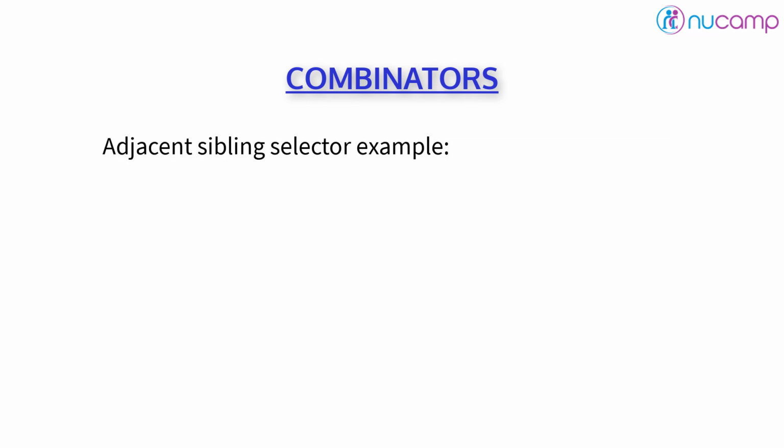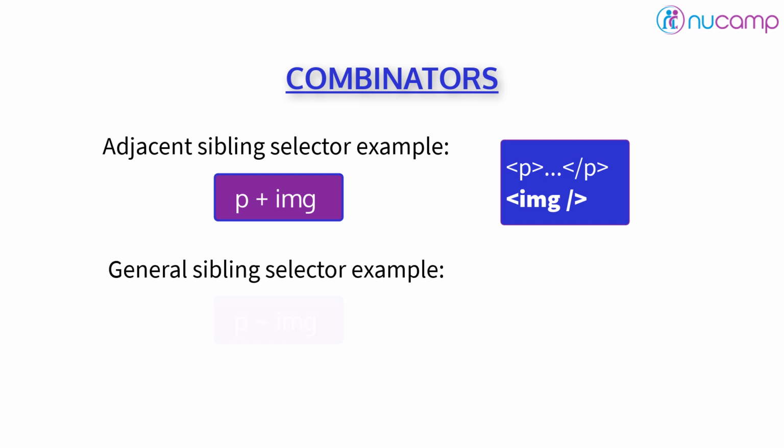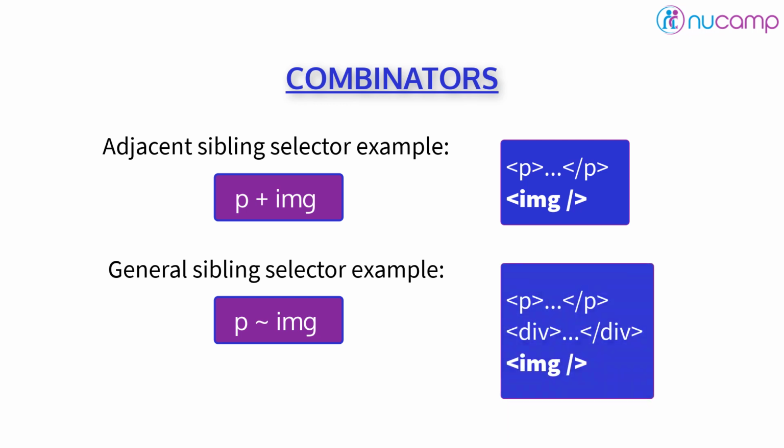For the adjacent sibling selector, use a plus sign. For example, this selector, p plus img, will only select image elements that come right after a paragraph element. For the general sibling selector, use a tilde. For example, this selector, p tilde img, will select any image elements that come after a paragraph element, but not necessarily right after.